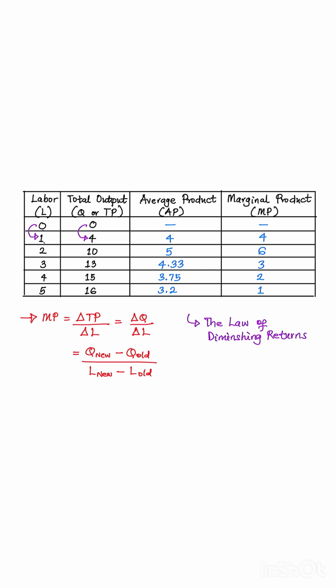Which makes sense because 0 workers can only produce 0 units of output. But once we have 1 worker, the 1 worker will produce 4. So which means the 1 worker is giving us an addition of 4.